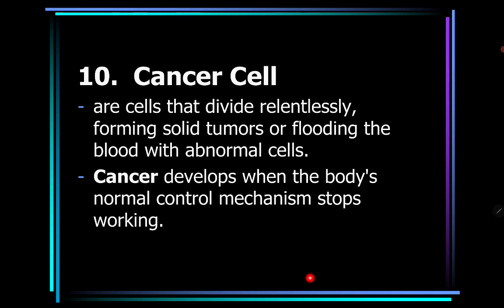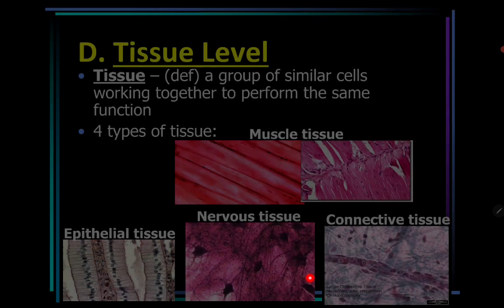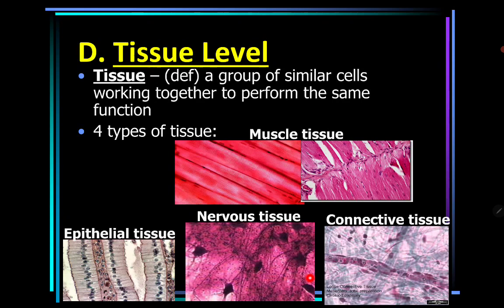And last, we have the cancer cells. So these are cells that divide relentlessly, forming solid tumors or flooding the blood with abnormal cells. Relentlessly means it is a rapid increase. That's why they are forming solid tumors. So cancer develops when the body's normal control mechanism stops working. So those are the types of cells.